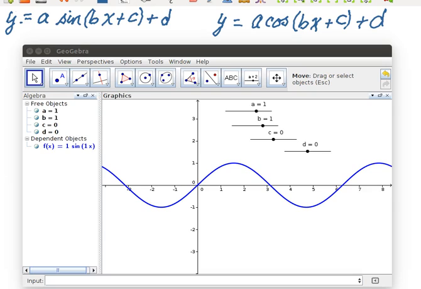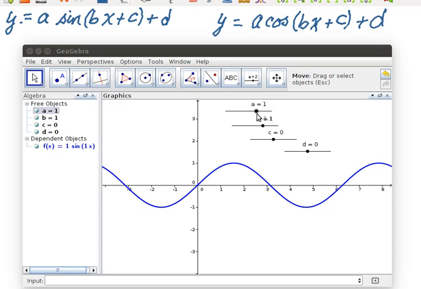Now, in this app, we're examining y is equal to a sine(bx + c) + d. I've got sliders for a, b, c, and d. Notice I've got a set to 1, b set to 1, c is equal to 0, and d is equal to 0. You can see the equation over here, that object equation.